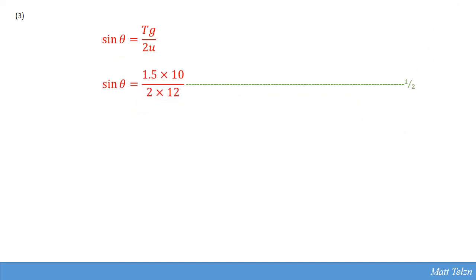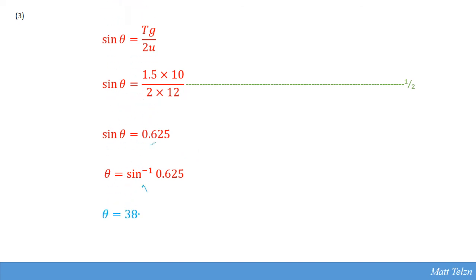Our sine theta now will be Tg divided by 2u. Then our correct substitution, this is where our marks lie, which is half a mark. Correct substitution is half a mark. Now when you do that, you are going to have sine theta equal to 0.625. Then you find the sine inverse, which will give us our theta.